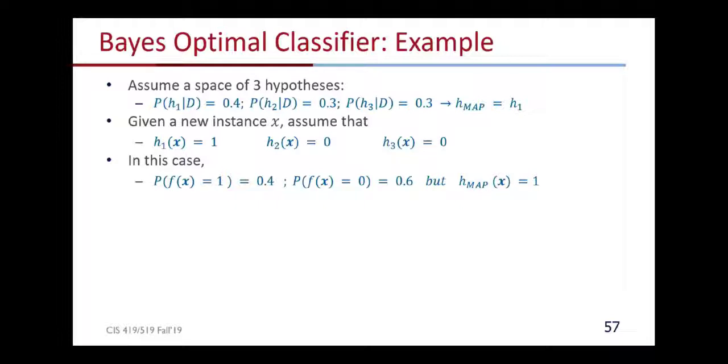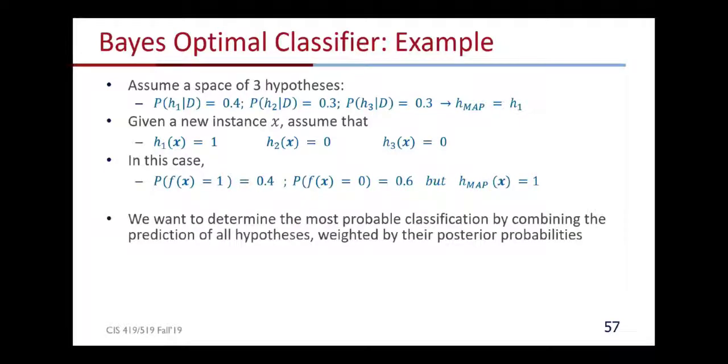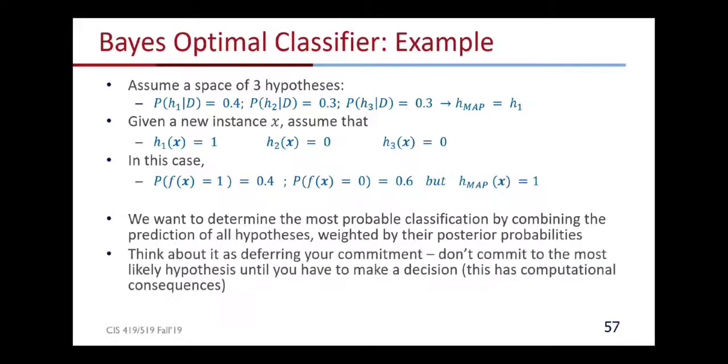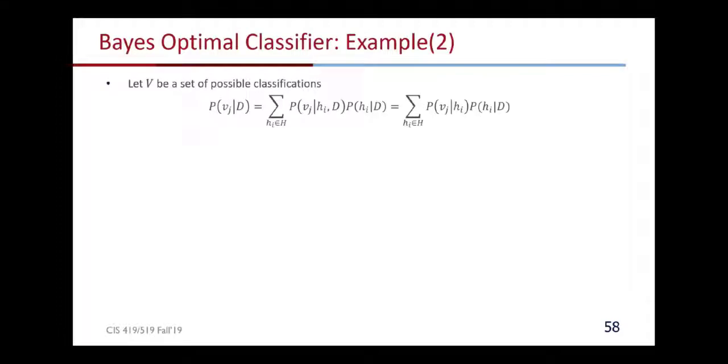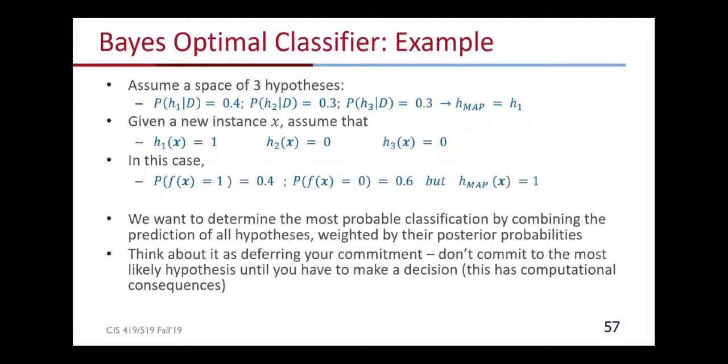So that's one way of doing it. On the other hand, if we want to directly predict the most probable classification, we don't necessarily have to commit to the hypothesis ahead of time. We can just keep the probabilities with us and then combine the predictions of all these hypotheses weighted by their posterior probabilities. So basically, you can think about it as deferring the commitment. What's going to happen in this case? So the way we're going to make the predictions is, just a second. Did I skip something?